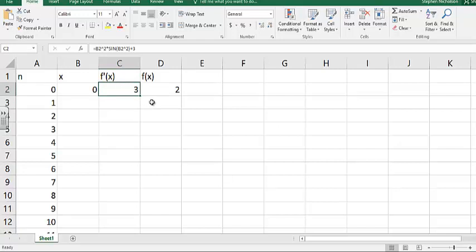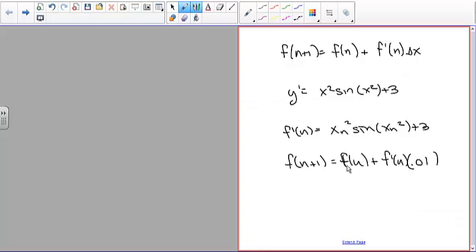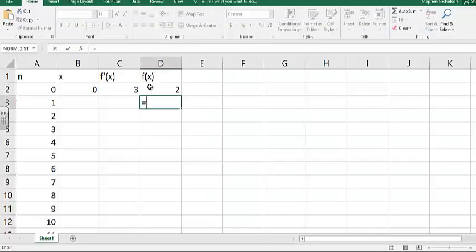Now our new value of the function is going to be equal to the old value of the function plus the derivative times 0.01. So we're going to take the old value of the function plus the derivative at the previous step times 0.01.